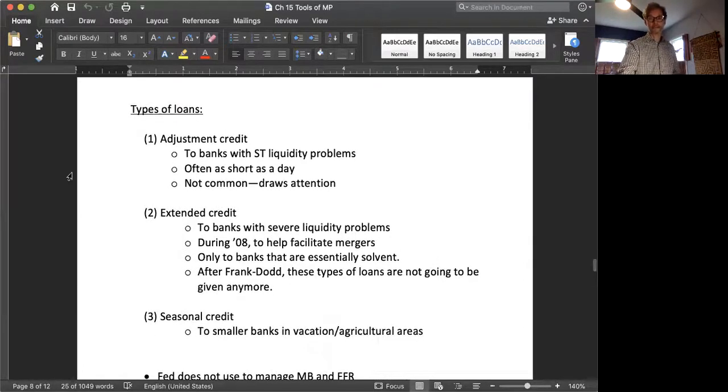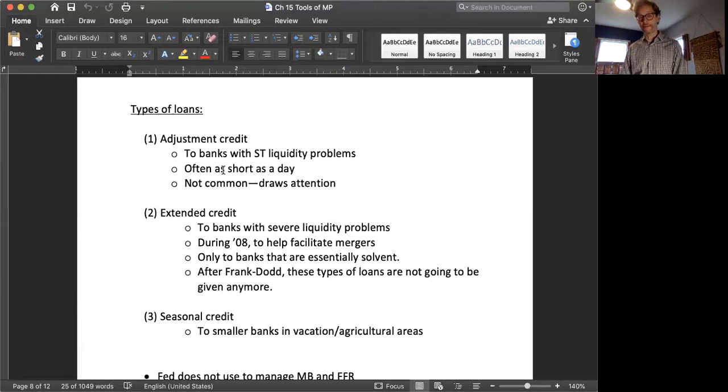In practice, the Fed makes different types of discount loans. Adjustment credit, which is really to banks with short-term problems. This is very rare. This is almost so rare as to almost be non-existent. In general, only during a financial crisis will the Fed use adjustment credit.